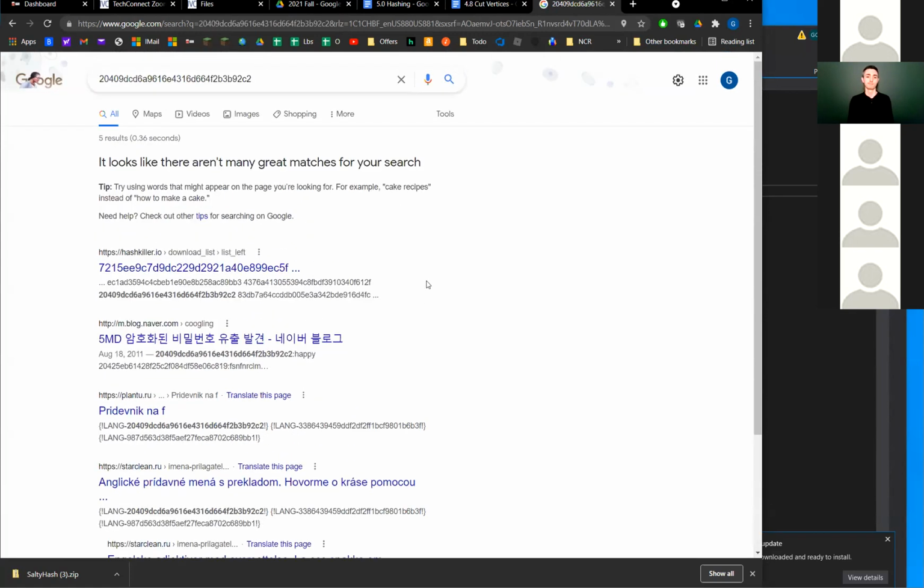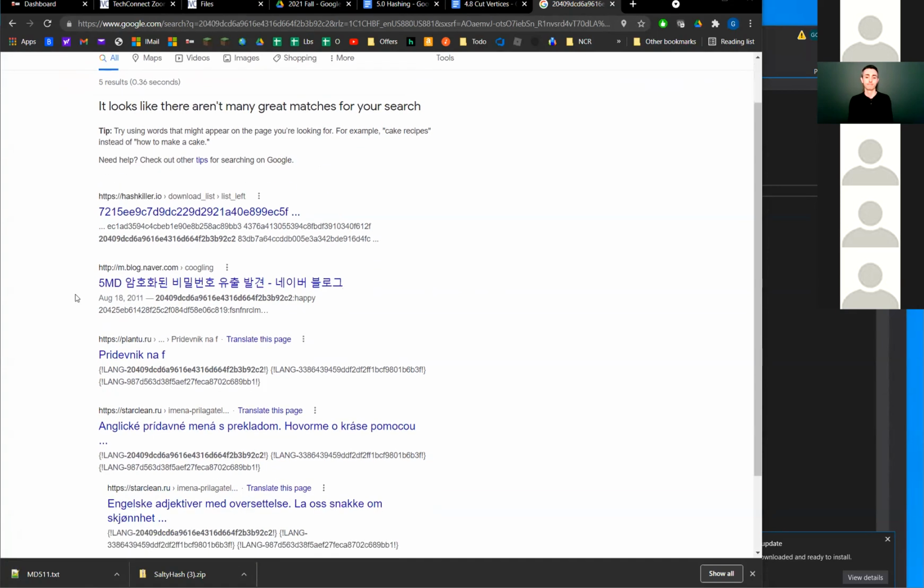It's funny, just capitalizing H was enough to keep us out of, let's see, hash killer. Hopefully this isn't too bad. No, I don't want to be downloading files from the internet. That's a bad idea. It's just a .txt file, but, you know, there's always a potential problem there. Okay.